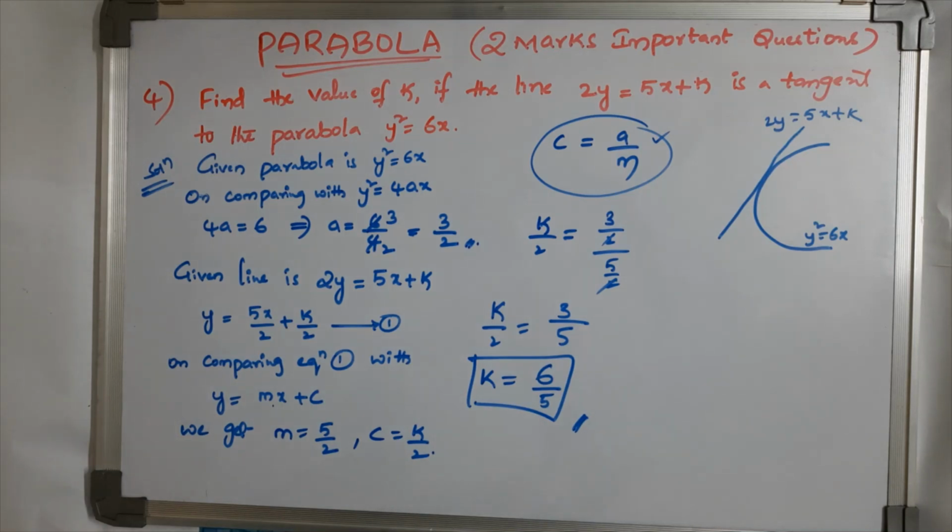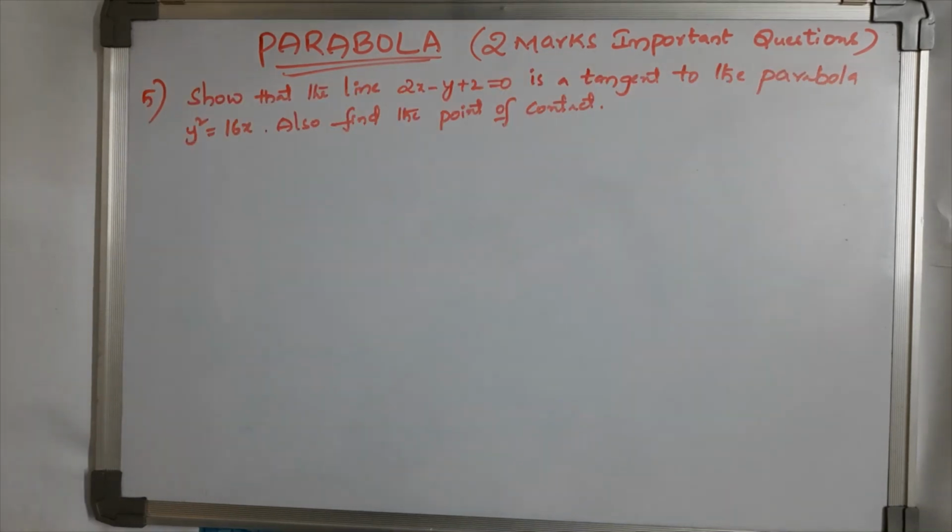Next, the fifth question. Now the fifth question. The question is, show that the line 2x minus y plus 2 is equals to 0 is a tangent to the parabola y square is equals to 16x. Also find the point of contact. We have to show the given line is a tangent to the parabola, and also we have to find the point where the line meets the parabola.